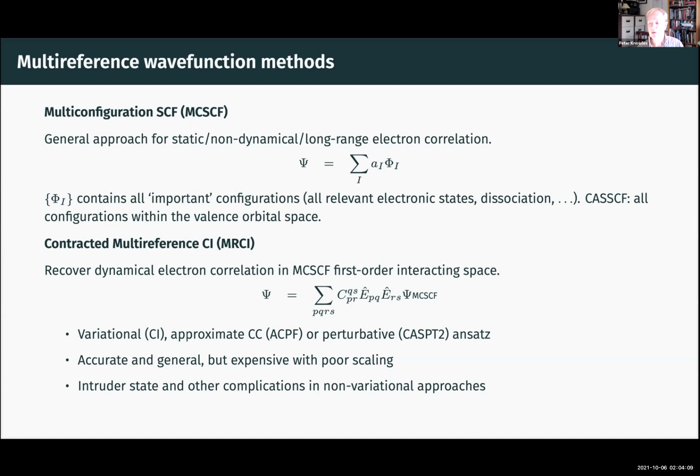So this is a well-established method. It's accurate, general, but it's expensive and typically has poor scaling. And we have to be aware that in non-variational approaches, we may have trouble with intruder states and other complications.